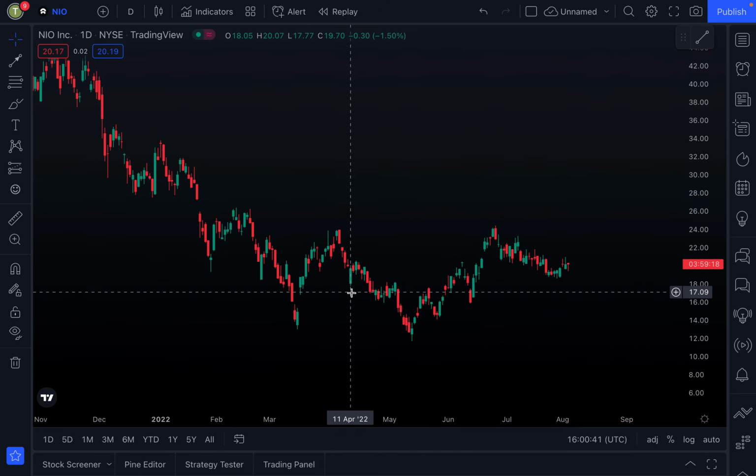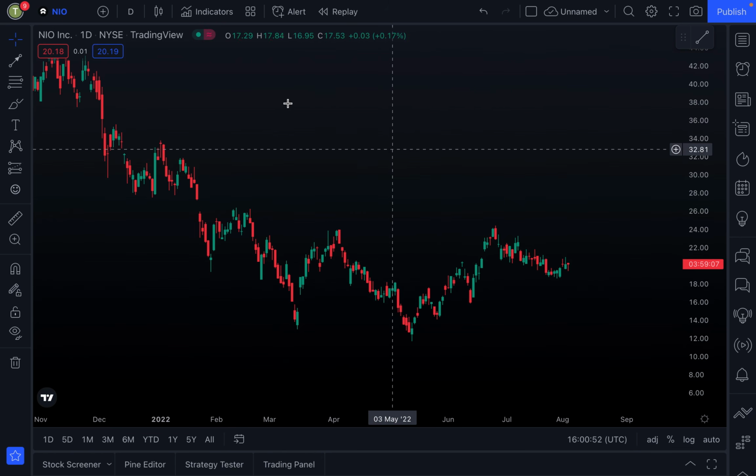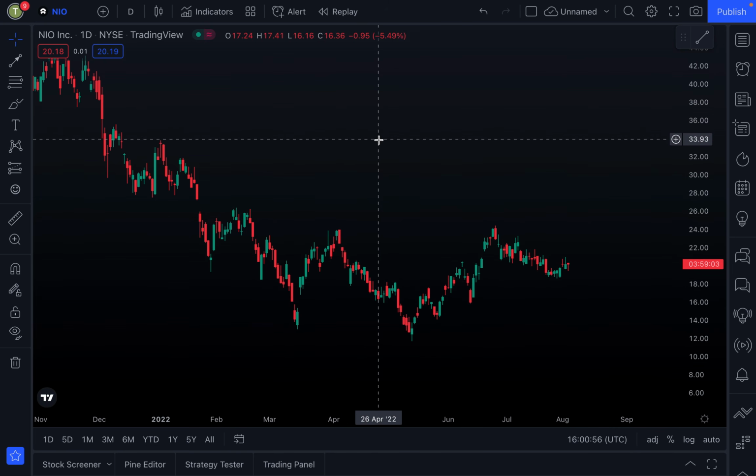The OBV indicator can be very useful. Like always, I'm going to be using TradingView here for today's video, completely free to use. And we're going to start by taking a look at the chart for NEO stock. Now, first things first, OBV stands for on balance volume. It is a technical indicator of momentum using volume changes to make price predictions.